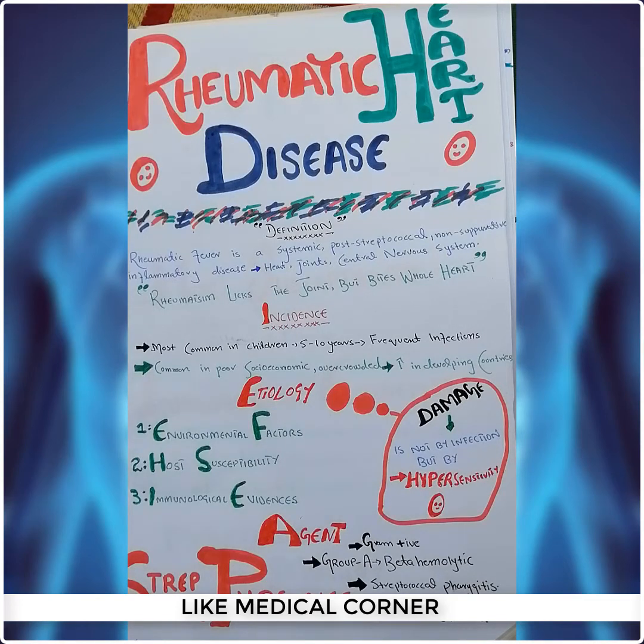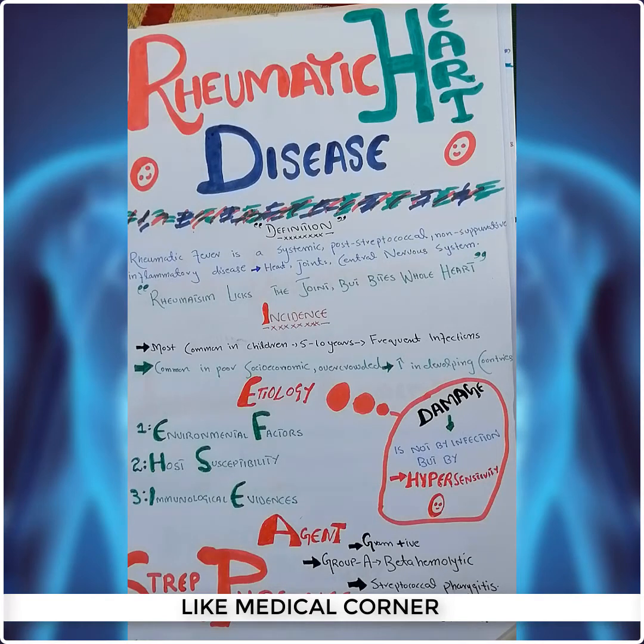According to the William Boyd dictum, rheumatism licks the joint but bites the whole heart. This disease starts with joint problems, and at its chronic stage it can affect the activity of the whole heart. Moving on to its incidence, rheumatic fever is most common in children, and the age of the children may range from 5 to 10 years.